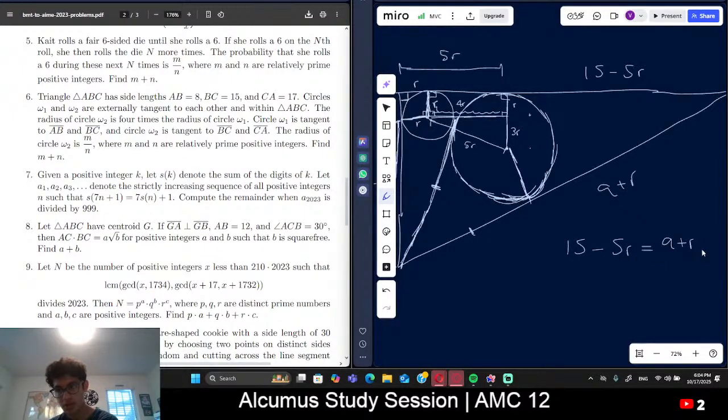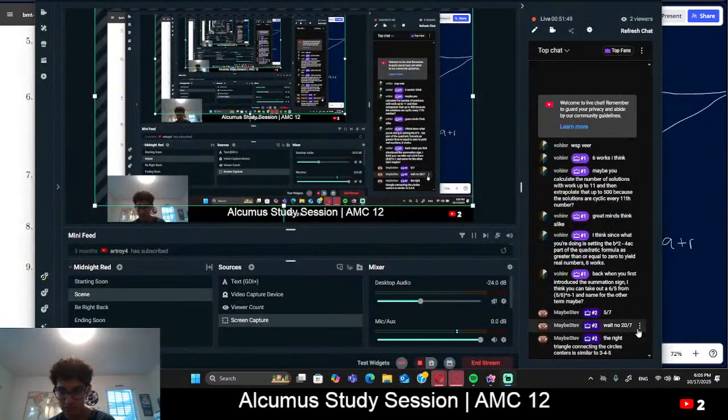Did I do this right? 9 plus r, 15 minus 5r. So 6 equals 6r, r equals 1. If that's the case, then this is going to be 5r, 4r. So 4r equals 4. 4 over 1, which is 5. Yeah, I mean, I'm sure there's something wrong here.